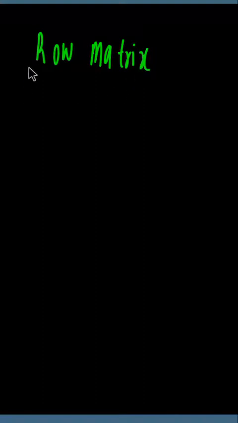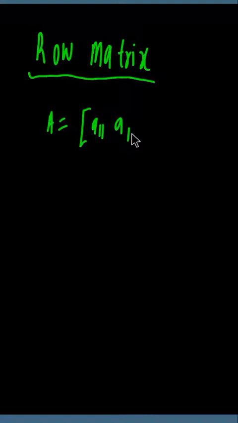Row matrix. Now, a row matrix is a matrix that has exactly one row. Let's say, for example, matrix A is equal to A11, A12, A13.